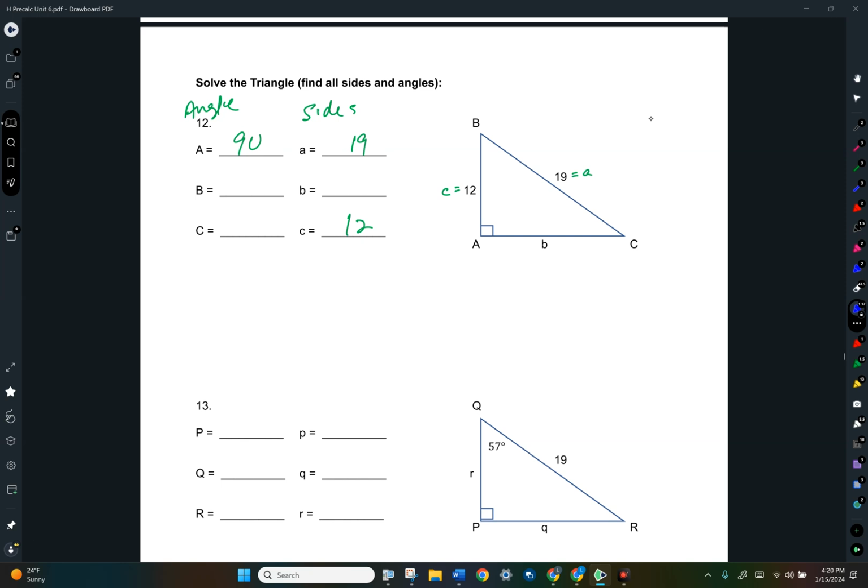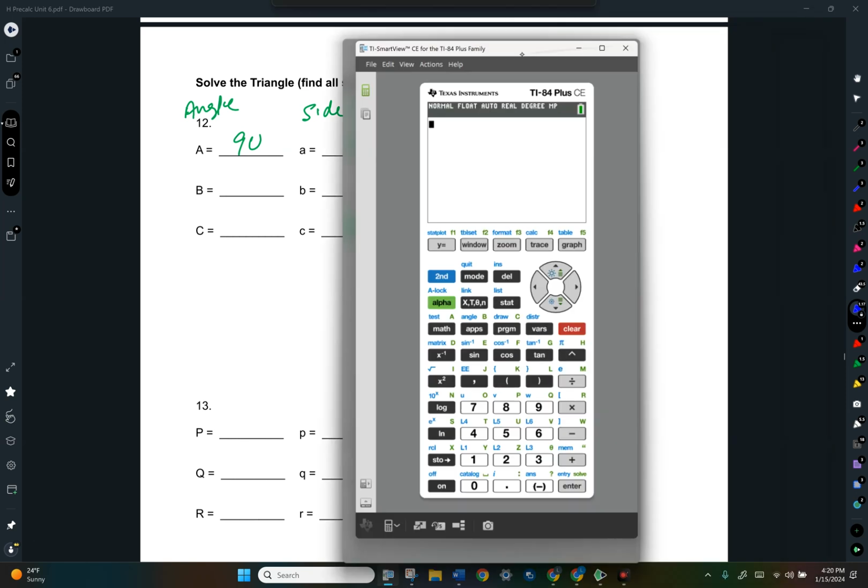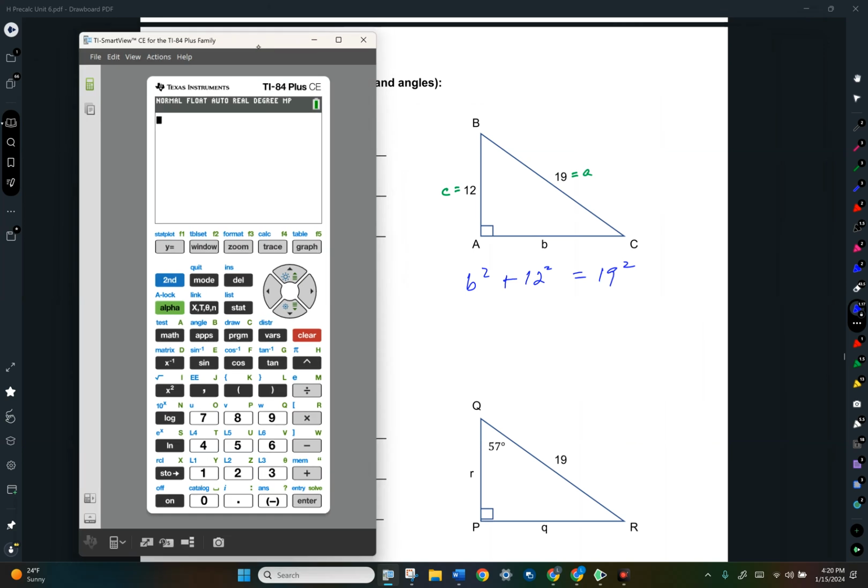Okay, first thing, why don't I go in and find side B? If I know two of the sides, in order to find the third, I could just do the Pythagorean theorem. So b squared plus 12 squared equals 19 squared. If you'll just show me your setup for your Pythagorean theorem, you can do all the math in the calculator. For the math, I know I'm going to do 19 squared minus 12 squared, but then I'm going to take the square root, so I'm just going to do it all in one step. The square root of 19 squared minus 12 squared. So that means B is going to be 14.7.